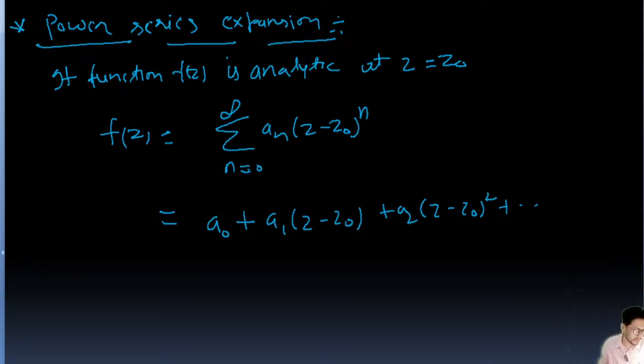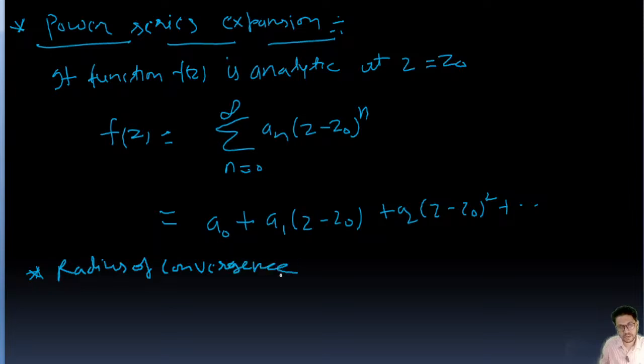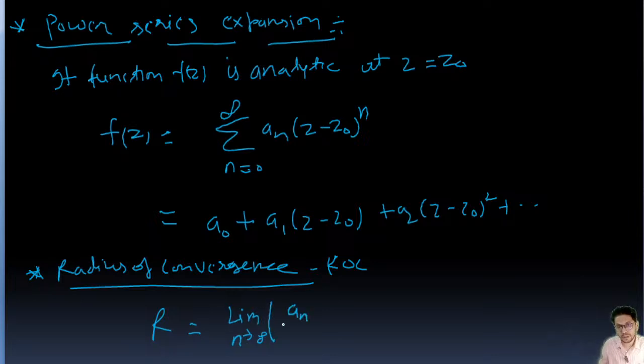Now, very important, this is radius of convergence, okay. Questions are asked on that. So how to find the radius of convergence? In short we write ROC. The radius of convergence R is the limit as n tends to infinity of mod a_n upon a_(n+1). I will solve a question, then it will clear your doubt.